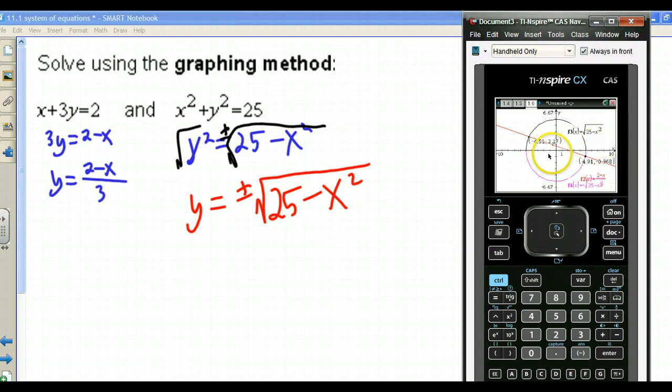So I have one point at 4.51, comma 2.17. I have another point at 4.91, comma negative 0.968.